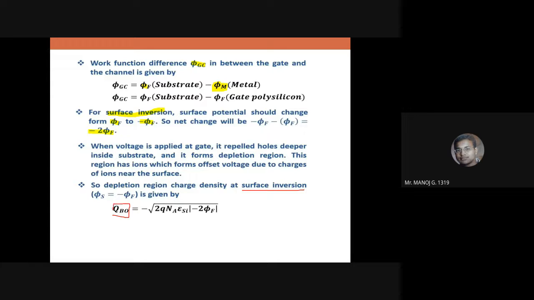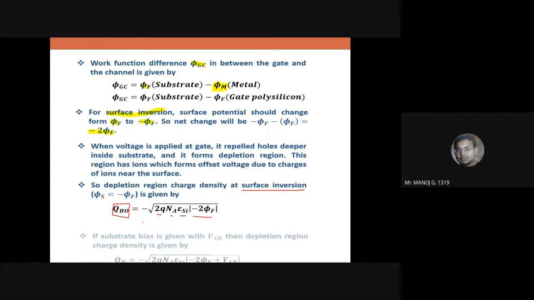Charge is given to be Q of B naught. This is the surface inversion charge density, and it is given to be a factor of 2 times Q, Na is the acceptor ion, epsilon Si is the permittivity of silicon, and 2 times phi, you already know what that is. This is the surface inversion potential, right? So these parameters give the charge density that is created in the surface inversion region.